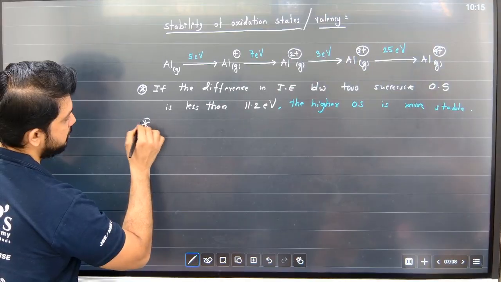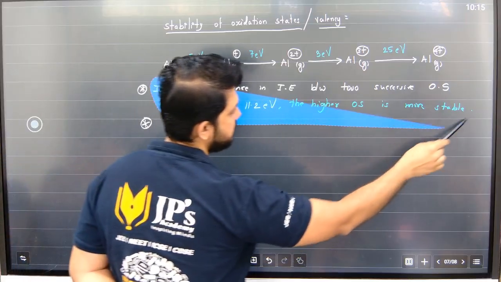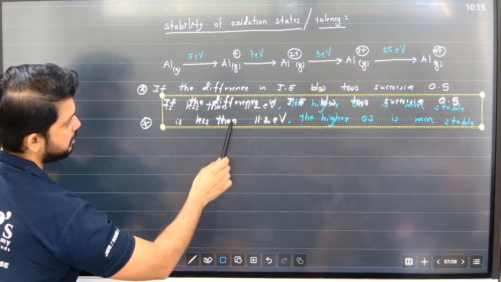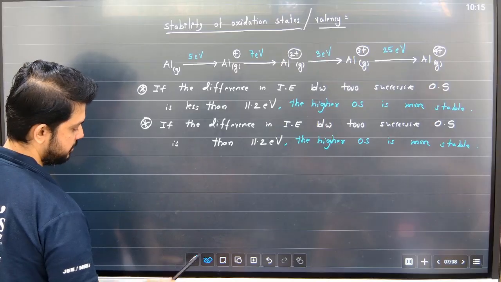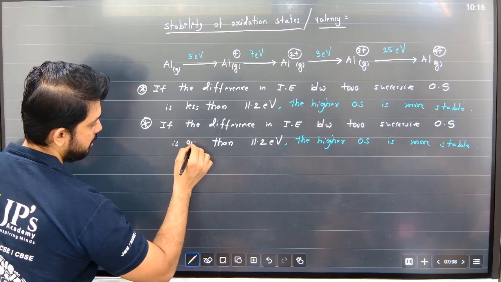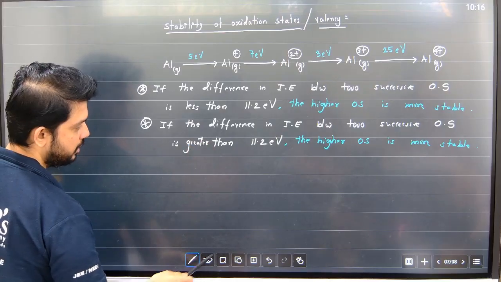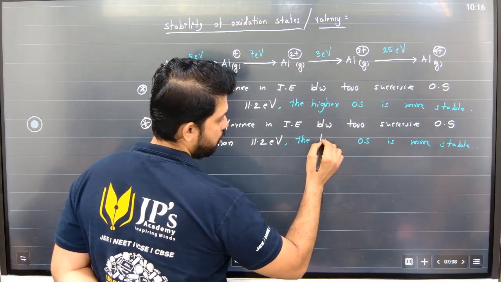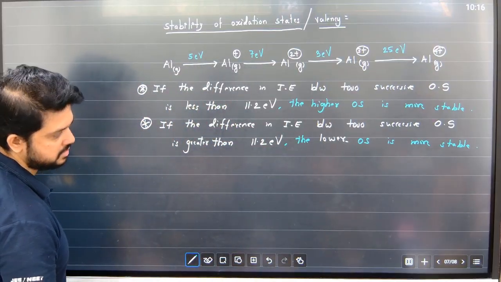Also, if the difference in the ionization enthalpy between two successive oxidation states is greater than 11.2 electron volts, then the lower oxidation state is more stable.